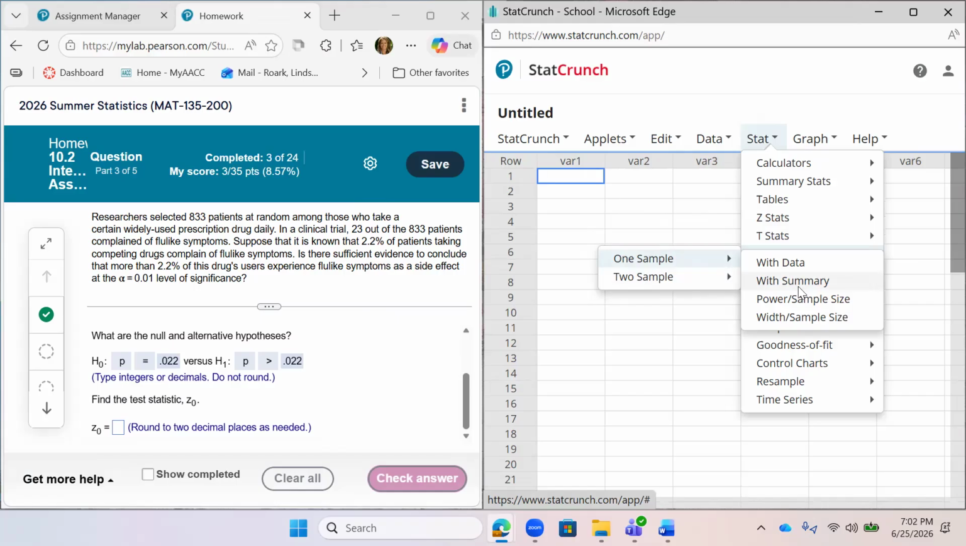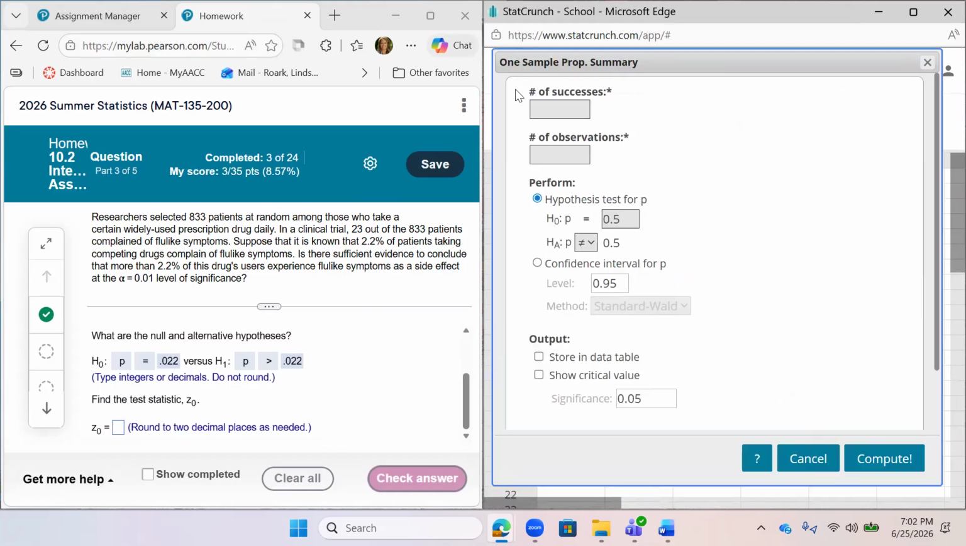Okay, so we do One Sample, With Summary, and this is where you'll see it's set up exactly with what we had. Especially if you write things down, I think it lends itself well to being able to clearly enter this into StatCrunch. So number of successes, again, is 23, sometimes called X. It's not a success to have flu-like symptoms, but it's what we're focusing on, so it's what they call a success. And number of observations is 833.